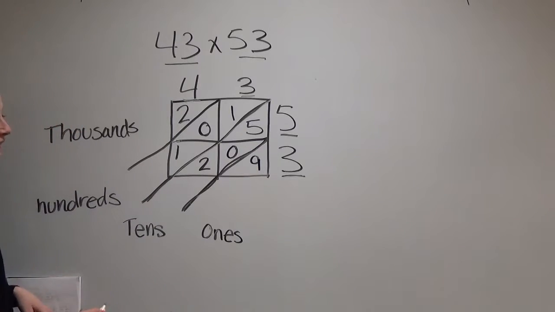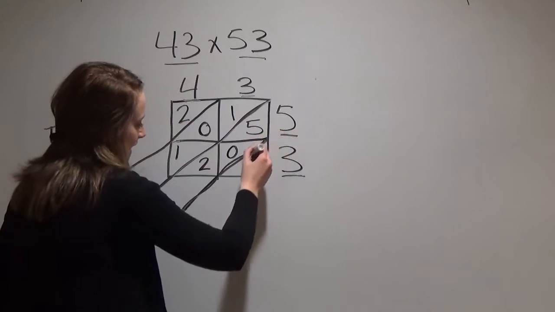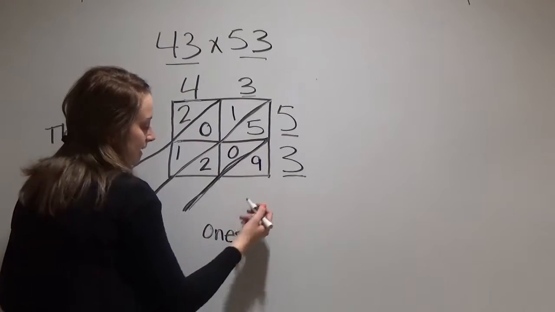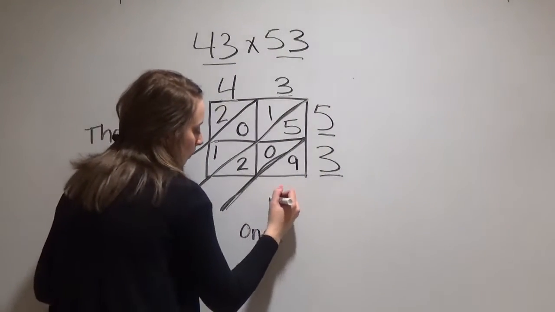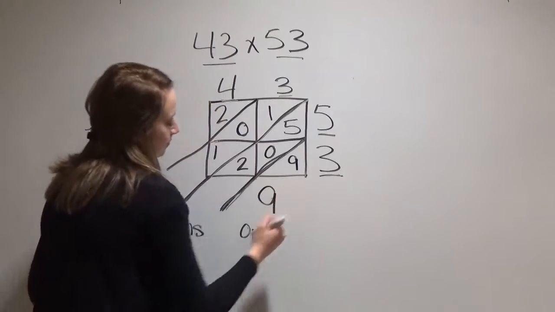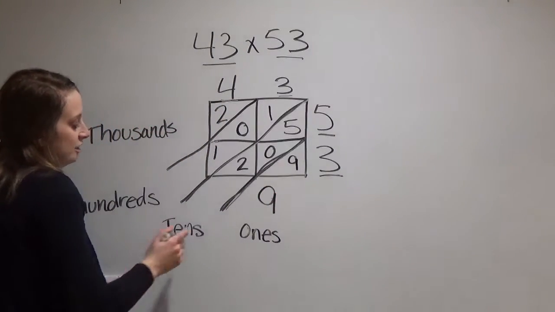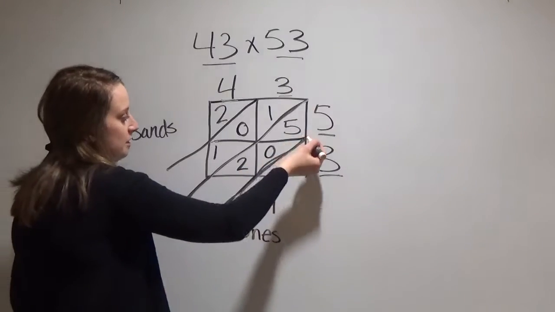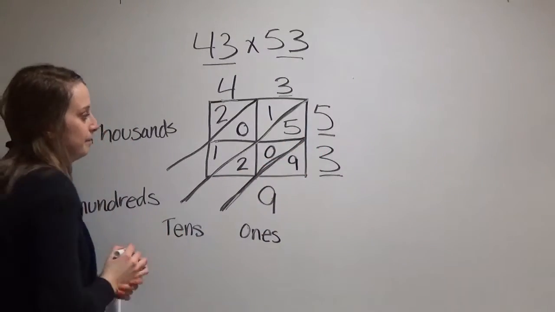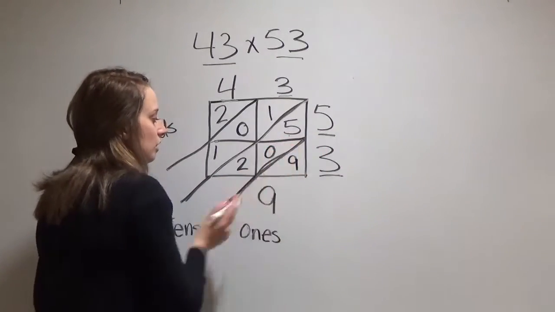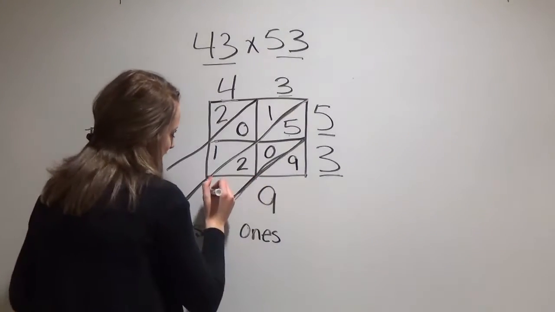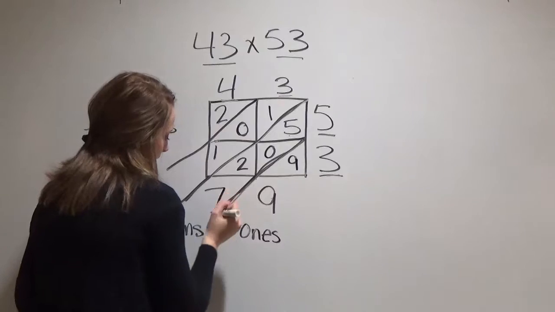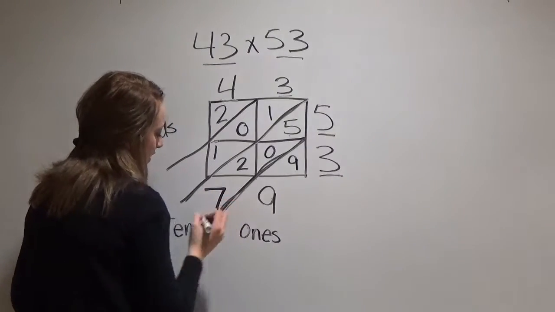Alright, so now we're going to add our numbers along the diagonal line. So our ones place only has one number, and that is 9. So in our ones place, we put a 9. In our tens place, we have 3 numbers, and we have to add them all together. We have 5 plus 0, which is 5, plus 2, which is 7. So we put a 7 in our tens place.